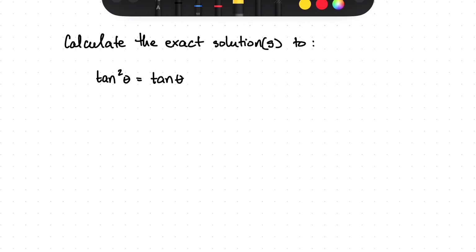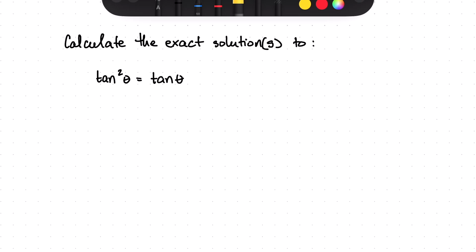Now this problem is interesting, at least it looks interesting for me. They said to calculate the exact solution or solutions to this problem, and it's different than the last one. They don't want infinitely many answers. They want exact solutions. So let's see.